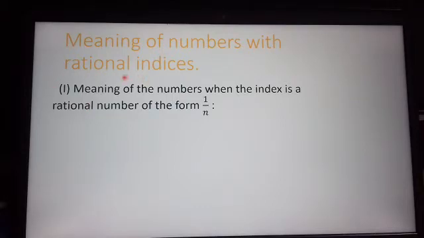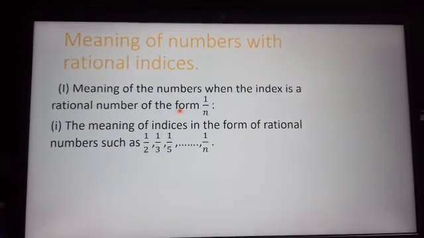In the second chapter we have studied rational numbers completely, what types of numbers there were, and how many types of angles are formed by parallel lines and the transversal. So now here are some meanings of numbers with rational indices. Rational indices means their power will be a rational number. Meaning of the number when the index is a rational number of the form 1 upon n.